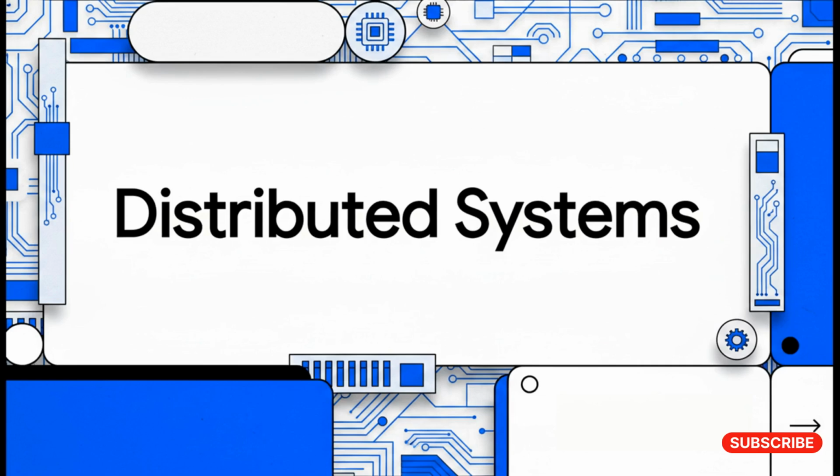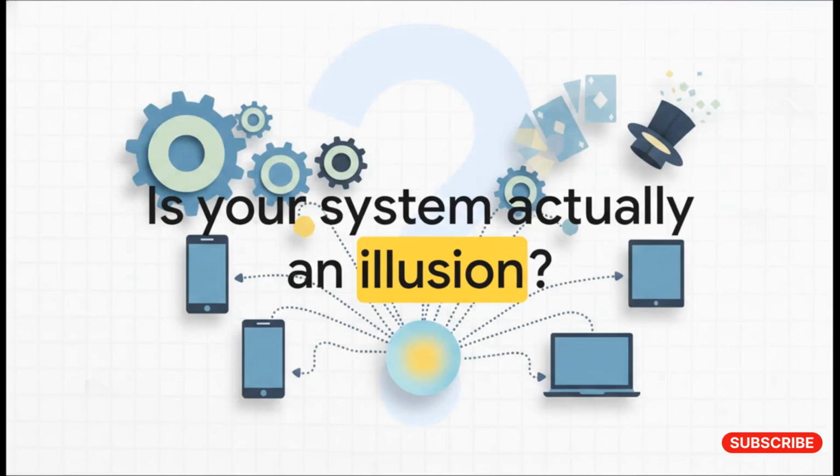Let's dive right in. So, is the system you're using right now actually an illusion? Seriously, think about the device you're watching this on for a second. You click a link and boom, a page loads instantly. It feels like just one solid machine doing all the heavy lifting, right? Like this perfectly unified piece of technology. But here's the crazy part. That seamless, perfectly smooth experience, it's actually a carefully orchestrated piece of technological sleight of hand.